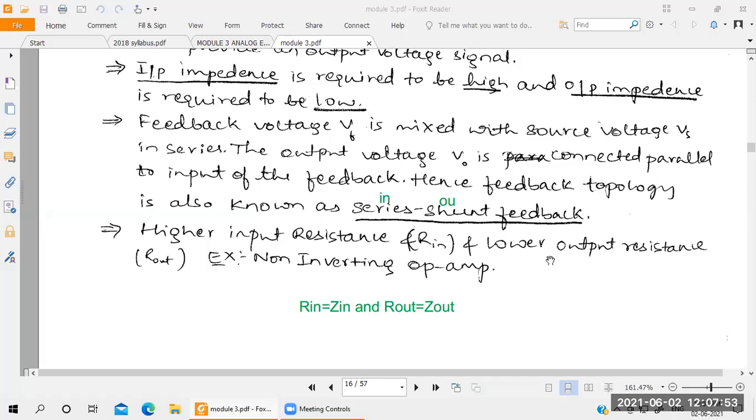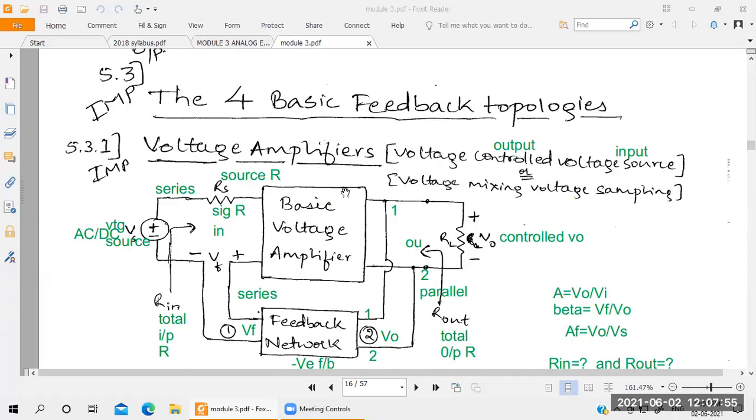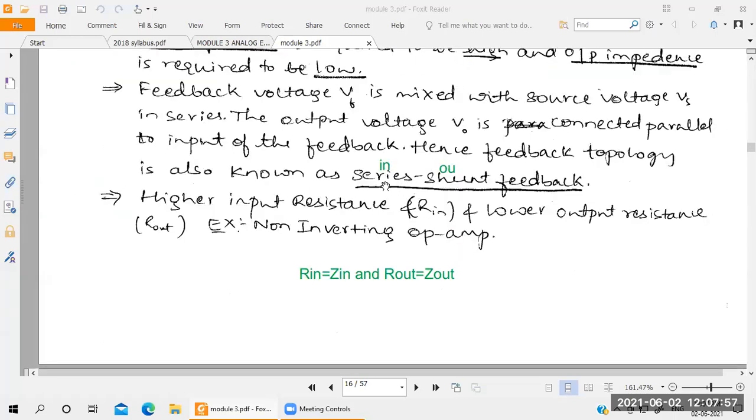Okay, fine. See here again, there is one more name for the voltage amplifier. That is series shunt feedback. Series shunt feedback means the input is connected in series form, meaning the output of the feedback and the input source voltage are connected in series. Then shunt means the output is connected in parallel.